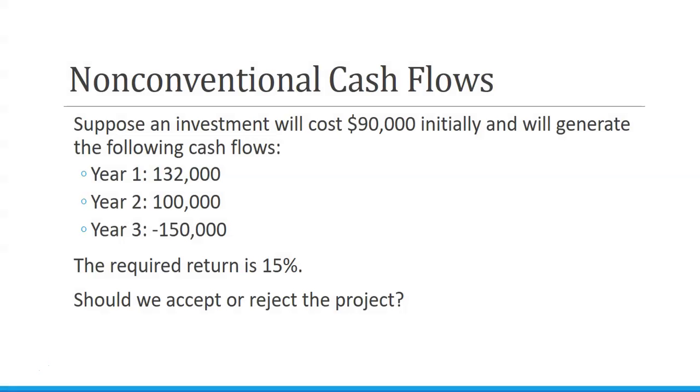So we're going to look at these non-conventional cash flows, and we're also going to do an example in class with non-conventional cash flows. So suppose an investment will cost $90,000 initially and will generate the following cash flows. In year 1, $132,000, in year 2, $100,000, in year 3, $150,000. The required return is 15%. Should we accept or reject the project?